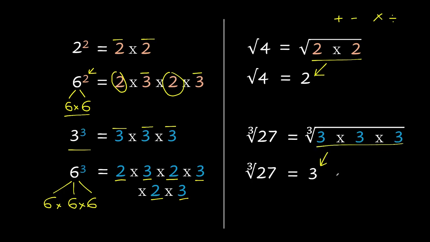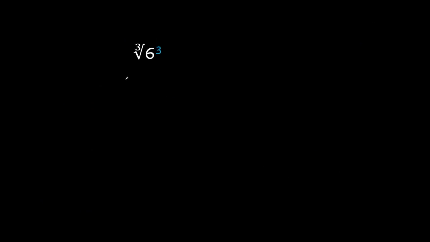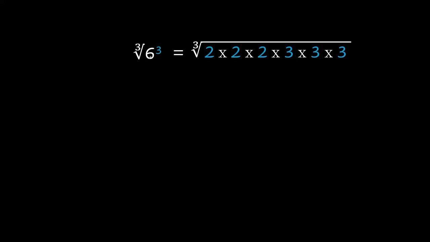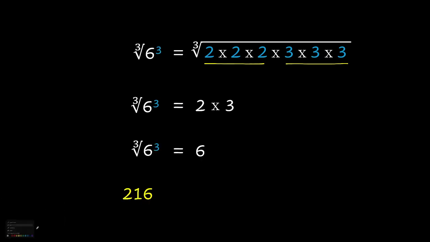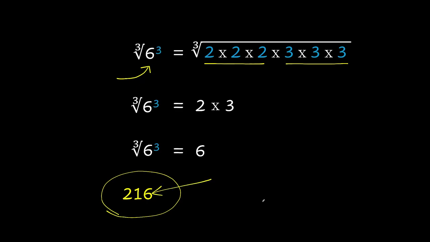Let's see more examples. If you had to find the cube root of 6 cubed, expand this 6 cubed as 2 times 2 times 2 times 3 times 3 times 3, and you would group every 3 prime factors as one number. The cube root of 6 cubed would be 2 times 3, and that will be 6. But what if the number was 216? How would you find it? When it was 6 cubed, 6 is 2 times 3 and you can easily expand it. That's where prime factorization comes in.